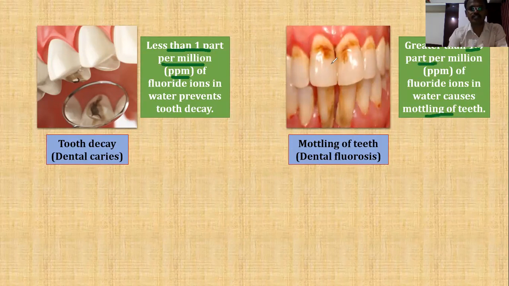That is discoloration of teeth. So that means fluoride ions are necessary to prevent tooth decay. But in excessive amounts, if they are present, it is going to cause dental fluorosis. Therefore, an optimum level of fluoride ion concentration has to be maintained in drinking water.